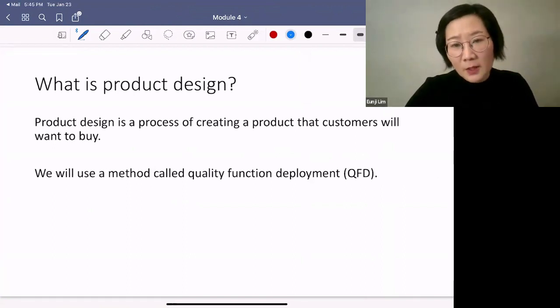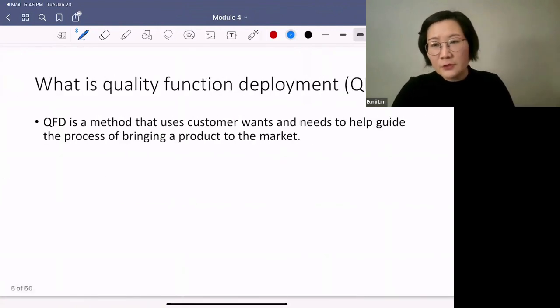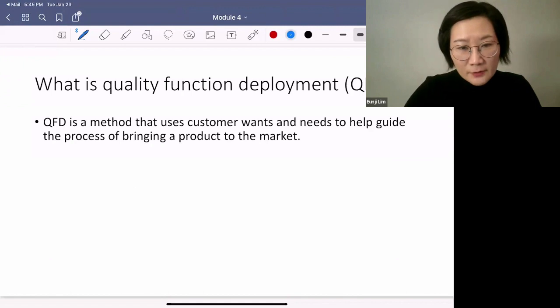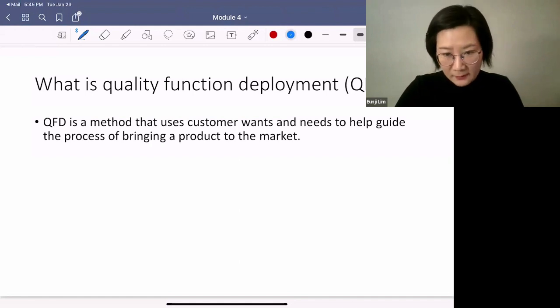Product design is a process of creating a product that customers will want to buy. We'll use a method called quality function deployment. What's quality function deployment? It's a method that uses customer wants and needs to help guide the process of bringing a product to the market.